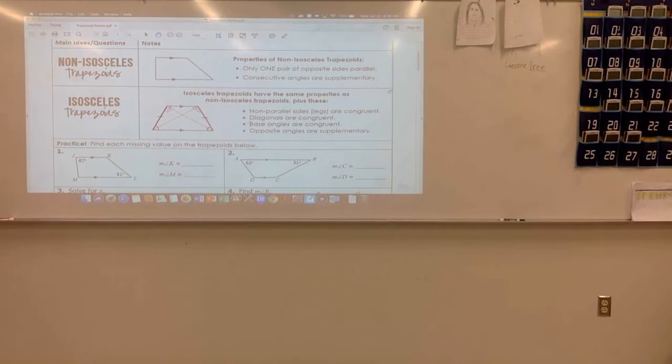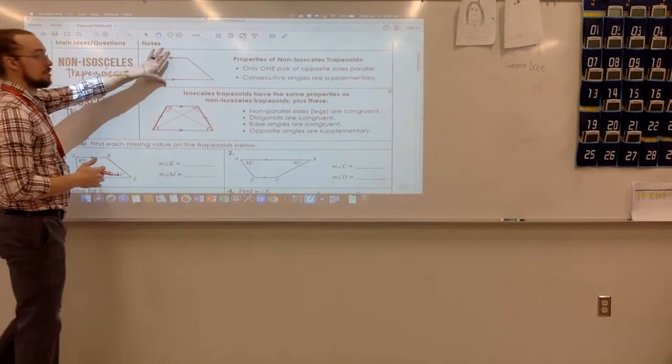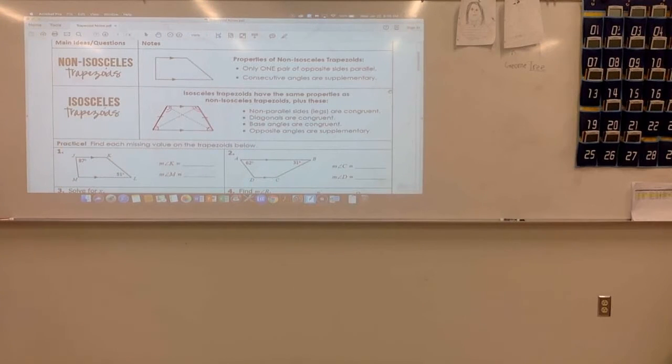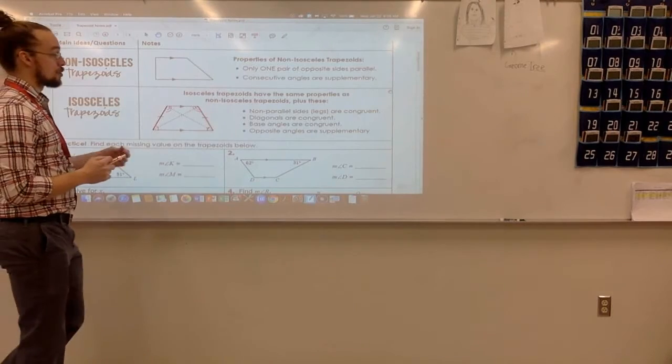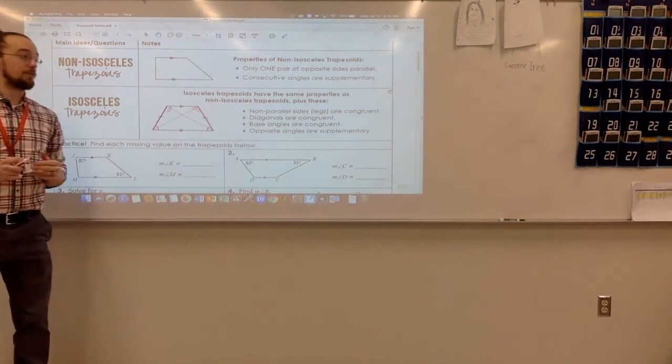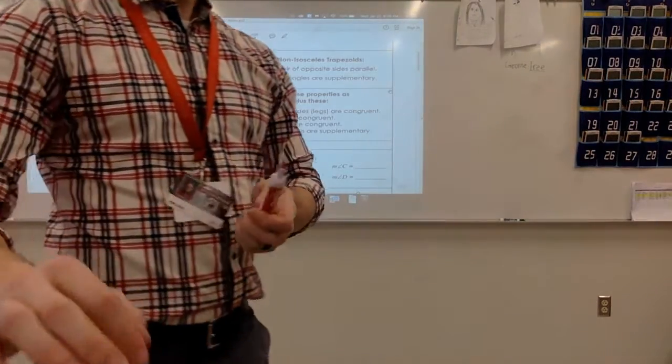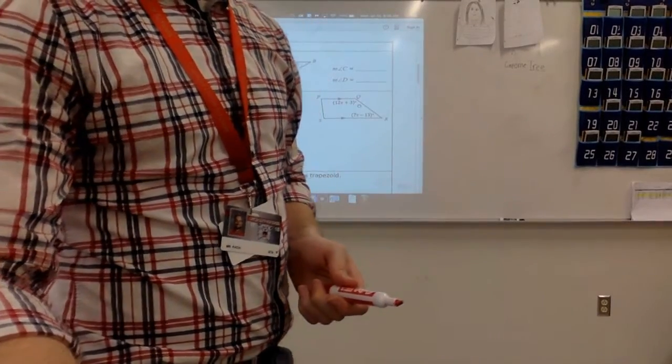Okay, so in just a trapezoid, we really only have one nice property. Consecutive angles are supplementary. In an isosceles trapezoid, we can go a lot further. Okay, and say diagonals are congruent, base angles are congruent, and opposite angles are supplementary. Okay, so let's take a look at a few problems here and use those ideas.